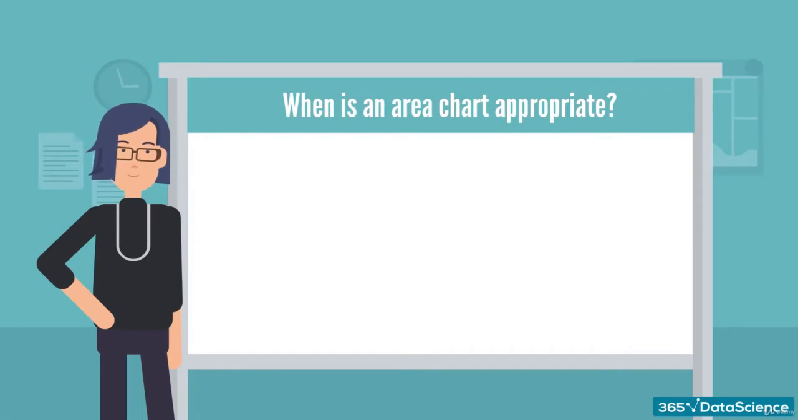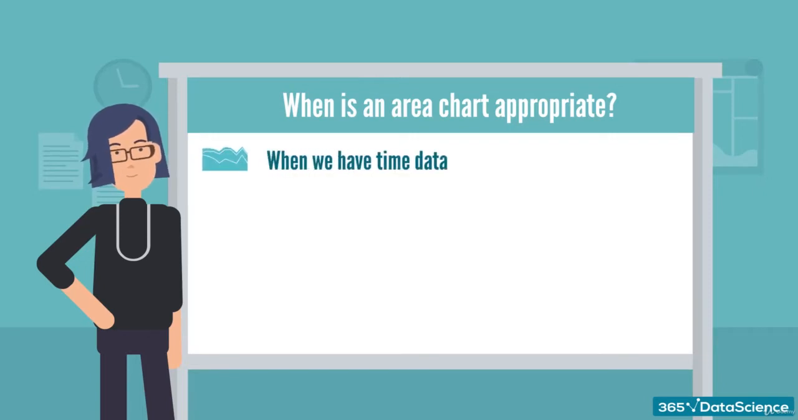We already discussed that we use area charts to track variables over time, or in other words, when we have time data. However, a timeline alone does not make an area chart. So what else do we require?